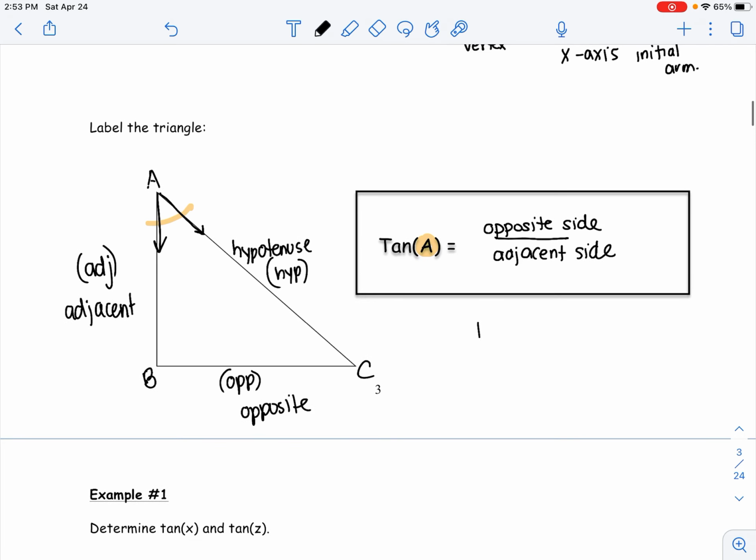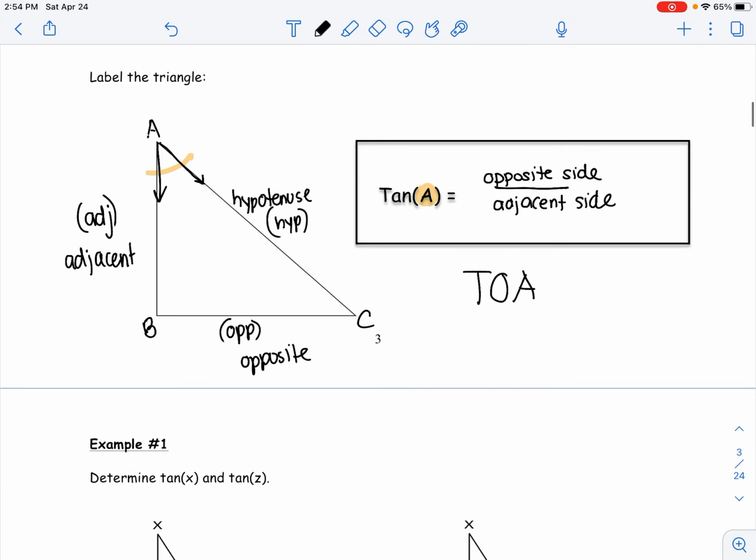So to remember this, we use TOA, T-O-A. Tan is equal to opposite over adjacent. So O represents opposite, A represents the adjacent. So opposite over adjacent.